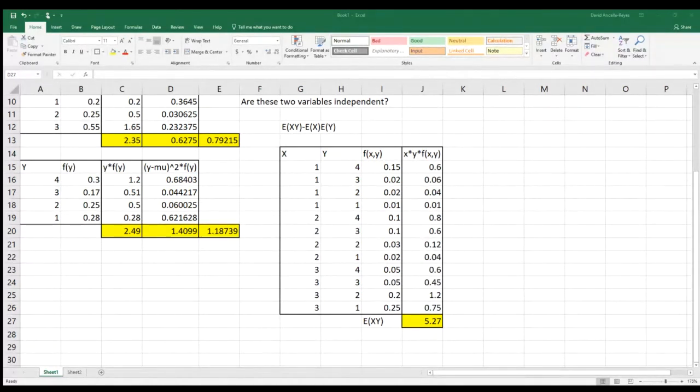What equation did you use to get the last column? Here? Yeah. This is x times y times my joint probability. Okay, so just multiplying across. So just multiplying across all this.